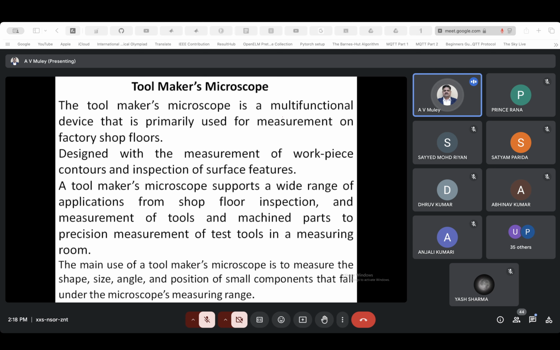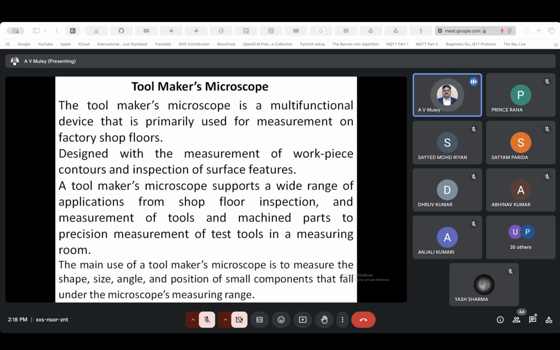It is designed for the measurement of workpiece contour and inspection of surface features. The tool maker's microscope supports a wide range of applications, from shop floor inspection and measurement of tools and machine parts to the precision measurement of test tools in the measuring room. So you can make use of this microscope at the shop floor level, also at the level of metrology, that means the lab, for precision measurement.